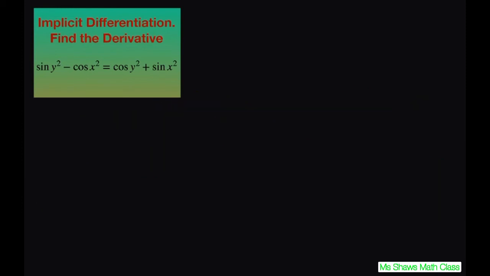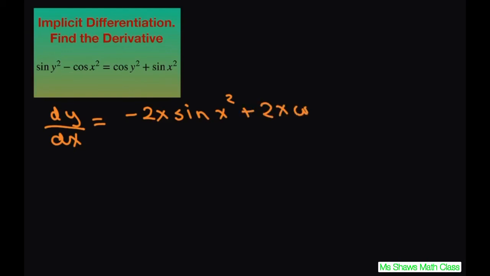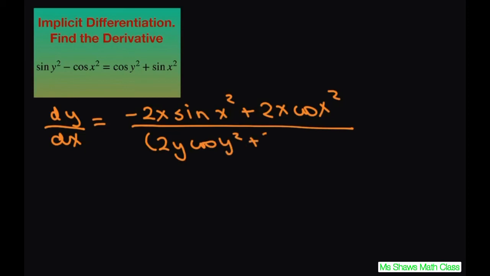So we'll do that, and that's going to give us dy divided by dx equals negative 2x sine x squared plus 2x cosine x squared divided by, and then we just divide it by 2y cosine y squared plus 2y sine of y squared. All right, that's basically it.